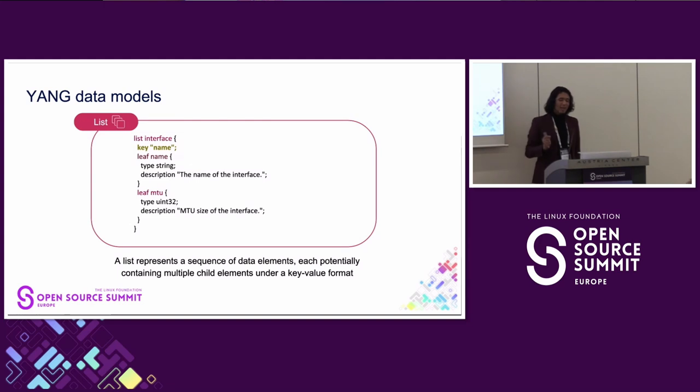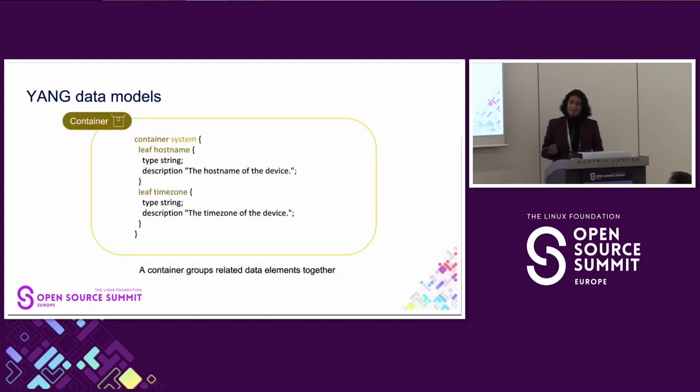Moving on, we have a list data type. This is a collection of leaves. This can be different types, but same as a dictionary in your favorite programming language, it is organized in a key value fashion. So for example, here we have an interface. An interface has, for example, a name and an MTU. And the key is going to be the name because it cannot be duplicated. The names of my interfaces in my Arista box have to be unique, right?